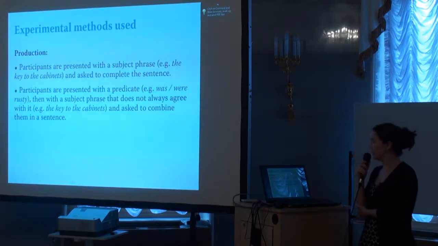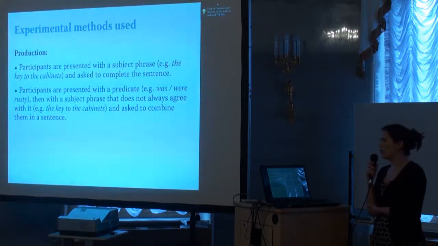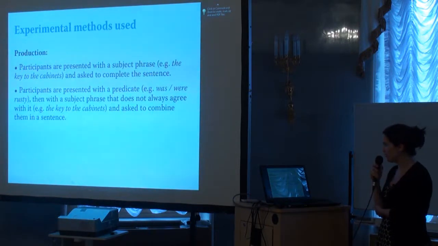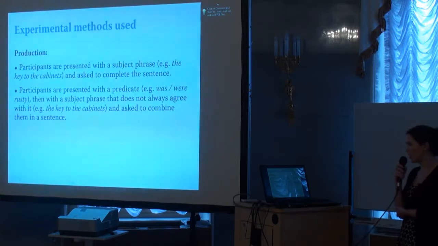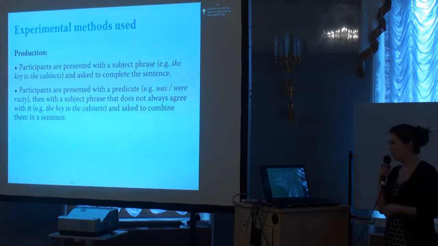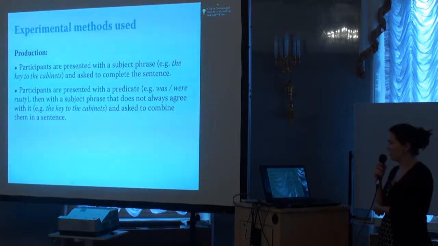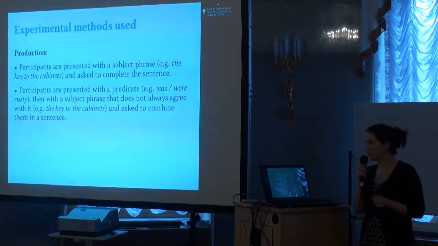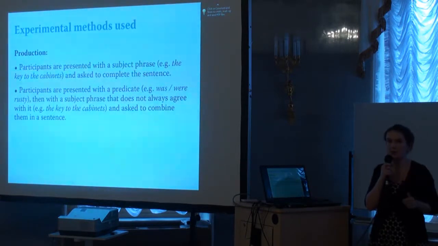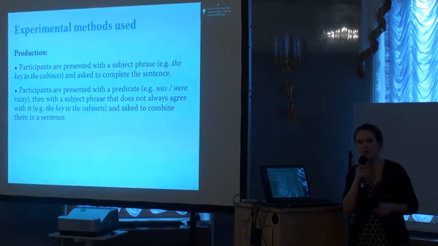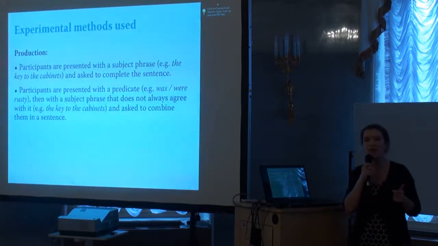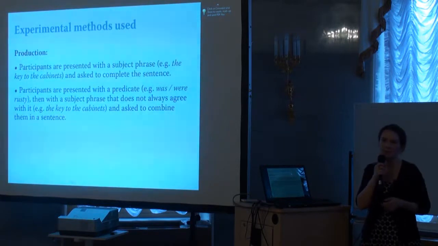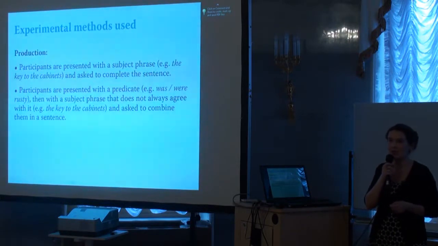And the second technique is as follows. Participants are first presented with a predicate. For example, was rusty or were rusty, or to be rusty, depending, different authors use slightly different methods. And then with the subject phrase that does not always agree with this predicate. And they're asked to combine these two things in one sentence. For example, I tell you first to be rusty, and then the key to the cabinets, and you are supposed to utter something like the key to the cabinets was rusty.